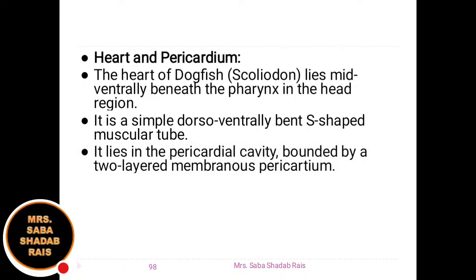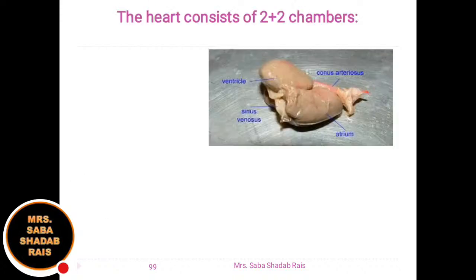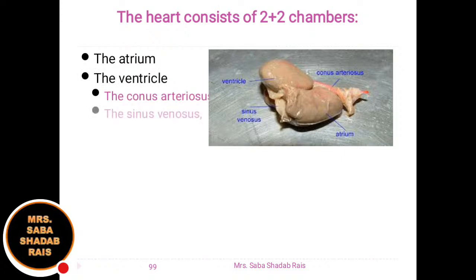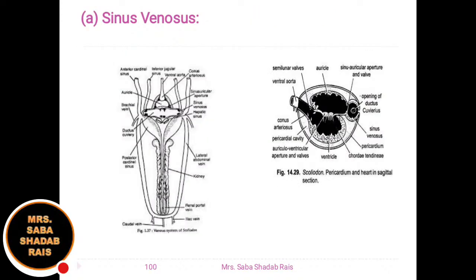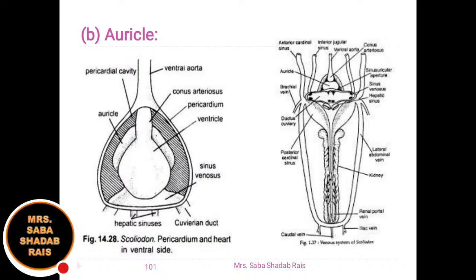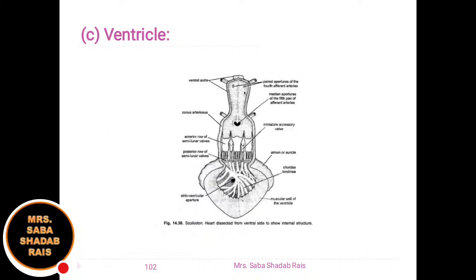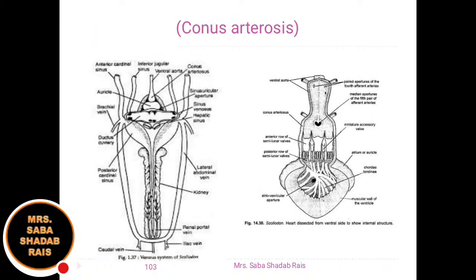It has two main chambers, atrium and ventricle, plus two accessory chambers, the conus arteriosus and sinus venosus. The first chamber is the sinus venosus. It has the two ductus Cuvieri and two hepatic sinuses. It continues with the auricle through the sino-auricular aperture, the auricle opens into the ventricle, and the ventricle opens into the conus arteriosus.